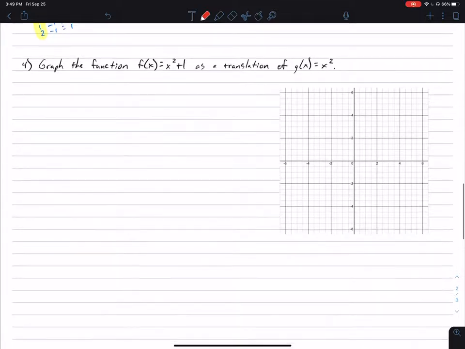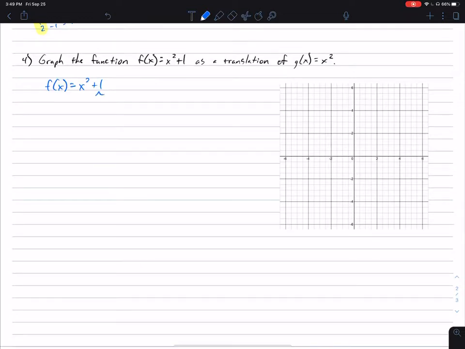All right, so let's take a look at number 4. In number 4, we're told to graph the function f of x equals x squared plus 1 as a translation of g of x equals x squared. The nice thing about this is this one should actually be easier than the last one. So f of x is equal to x squared plus 1.